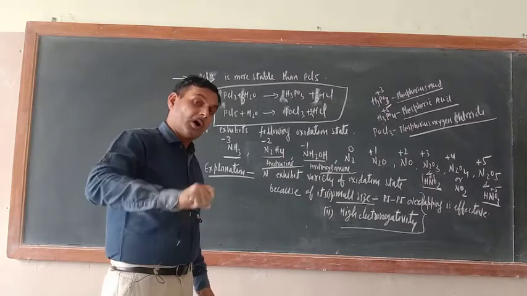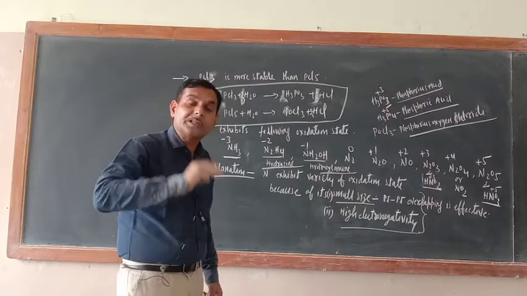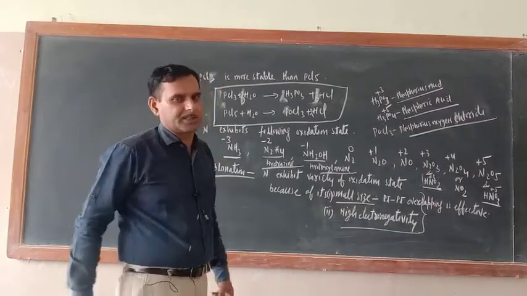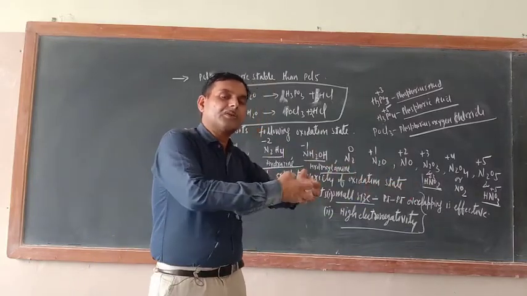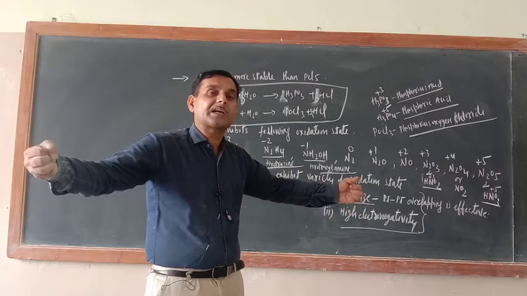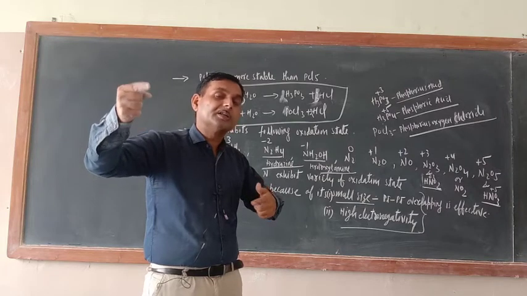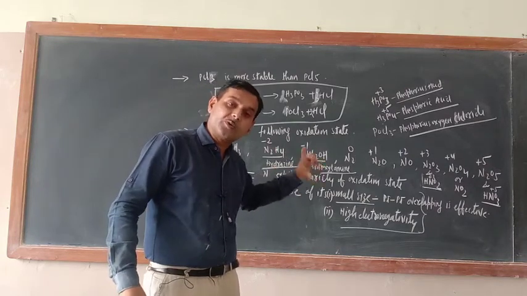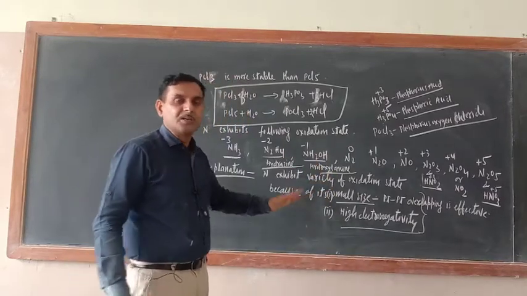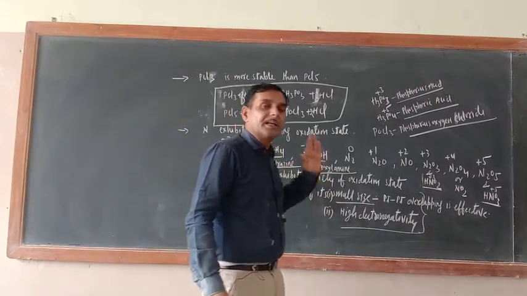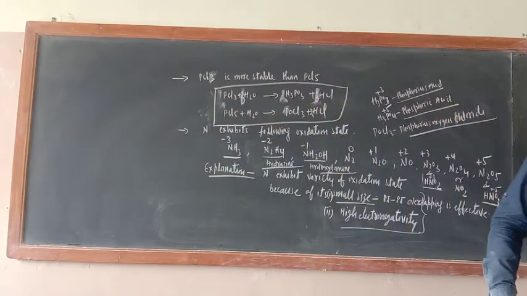Okay, so high electronegativity also helps the nitrogen to exhibit a wide variety of oxidation states. See, when nitrogen is bonded with another atom, what will it do? It will attract the shared pair of electrons towards itself. So now it is changing its oxidation state or not? This is also one of the reasons to exhibit a wide variety of oxidation states. So due to these two reasons, nitrogen exhibits a wide variety of oxidation states. Okay.